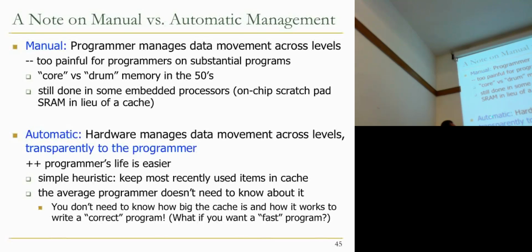The benefit of the automatic management is the average programmer doesn't need to know about this, right? The downside is if you don't design your program such that they operate this way, then you have a problem. Perhaps you don't get good performance. That's why if you want to have a fast program, maybe you should really know about it. But I think that's a fact of life that we'll hopefully deal with better as we go into this. So keep this in mind.